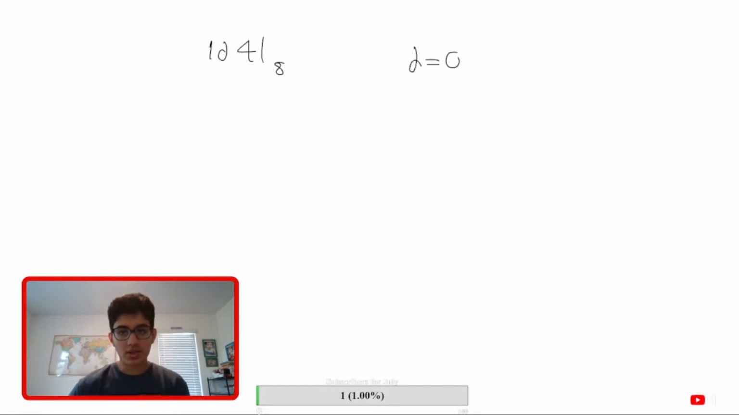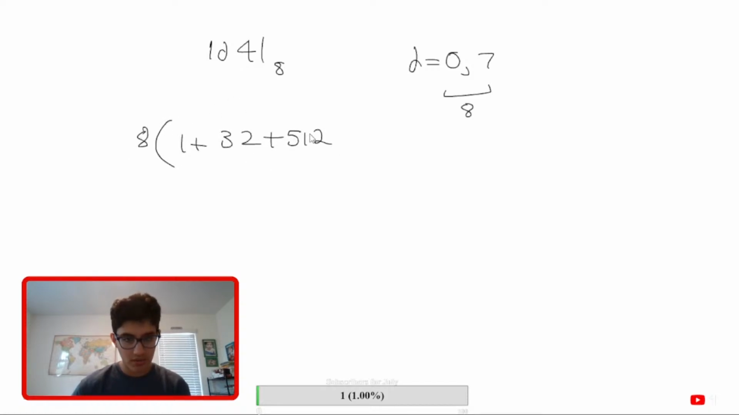So d can equal 0 all the way until 7. So this is a total of 8 possibilities. So all the rest of the stuff will be the same, right? It's 1 plus 32 plus, ignore the d stuff for now, 512. All of this will be included each time. You multiply it by 8 because it's happening 8 times when you add it up. So this becomes 545, right? 545 times 8.